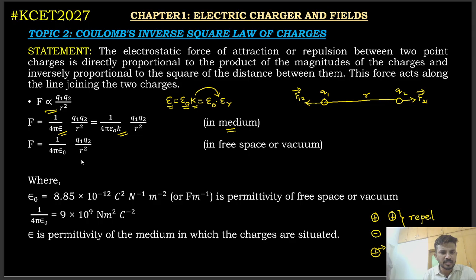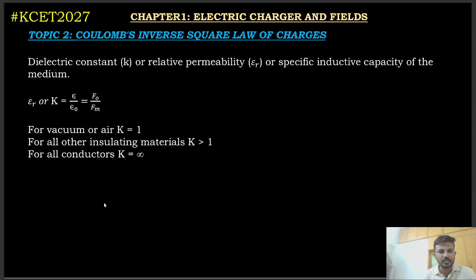What if free space is considered? That K value will be taken as 1. For vacuum or free space, the K value is taken as 1. We will use this formula a lot in board level and competitive examinations, so including the dielectric constant is very important. Now, what is the epsilon naught value? Epsilon naught is 8.85 into 10 to the power minus 12, and the unit is farad per meter, or coulomb squared per newton per meter squared. Then the value of 1 by 4 pi epsilon naught is 9 into 10 to the power 9. Now let us move to the next slide.